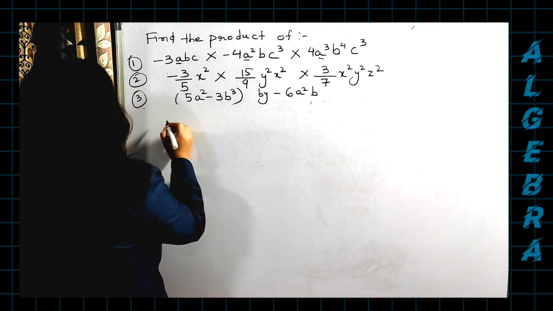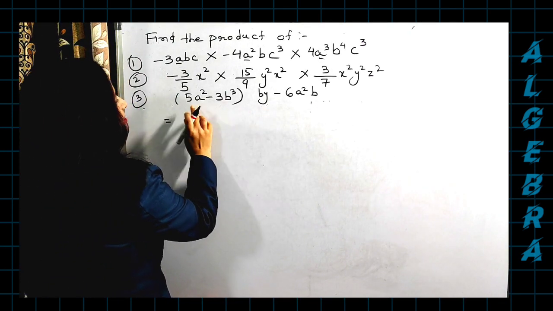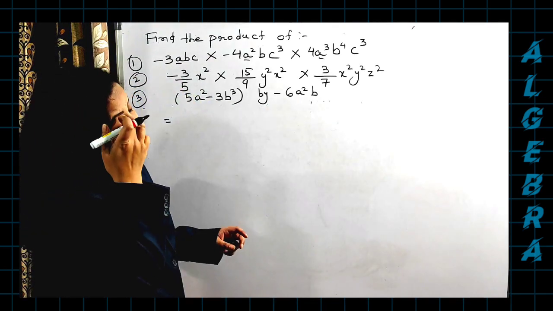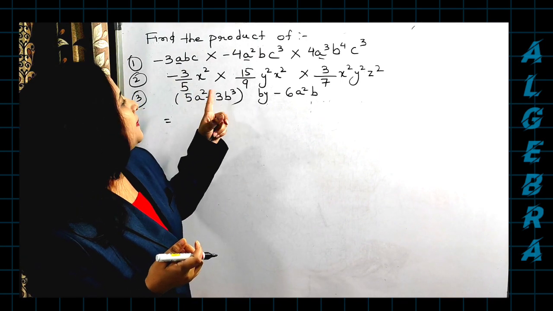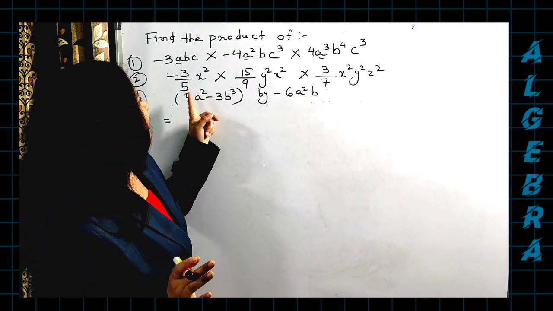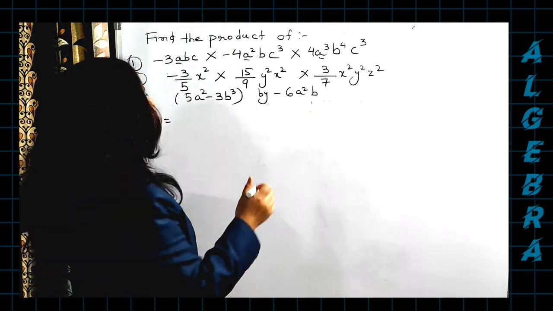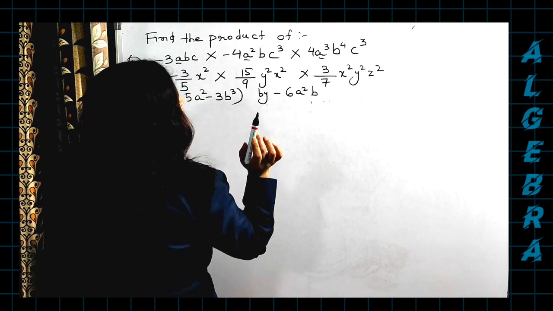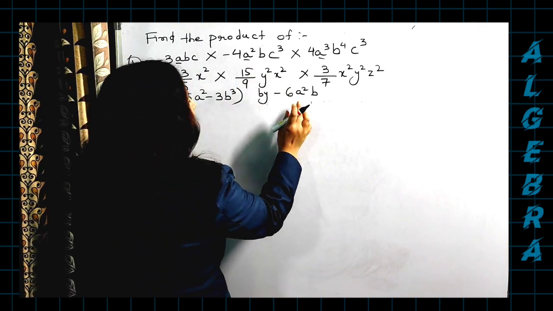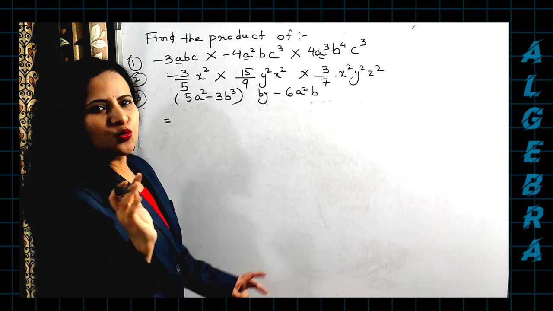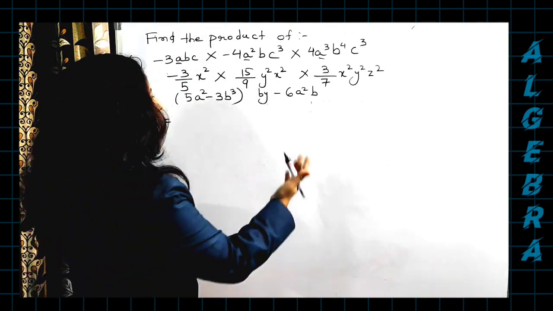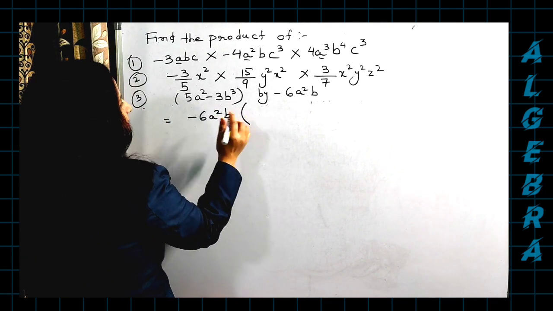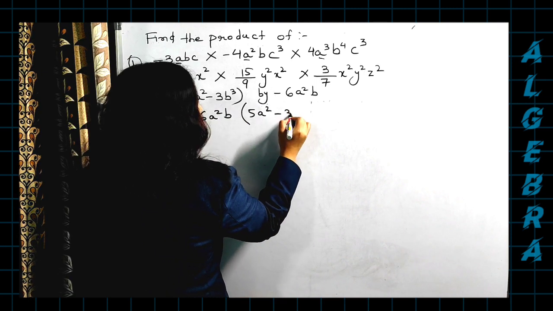It goes like this. So now what I'm going to do here, the third one, see, this is a binomial and this is a monomial, right? In the first case you multiplied all the monomials. In the second case also you multiplied the monomials. But now in this case, one binomial you are having two terms, and one monomial. So what you will do, write the monomial first. Minus 6a square b. Put the bracket like that. Just write the binomial also.